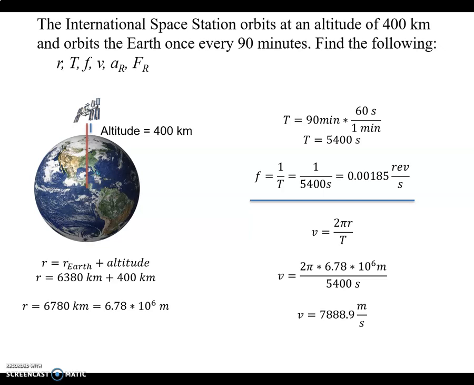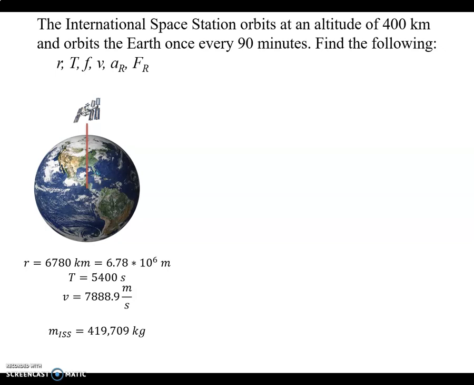Okay, there's velocity. Let's move on to centripetal acceleration. Here's the information that we found, the radius, the period, and the velocity from the previous slide. For the centripetal force, we're going to need the mass, so I looked that information up. The mass of the International Space Station is 419,709 kilograms. Centripetal acceleration is defined as the velocity squared divided by r. That information is given on the left, so we just plug that in. 7,888.9 meters per second, squared, divided by the radius, which is 6.78 times 10 to the 6th meters. Plug that in, and you find that your centripetal acceleration is 9.179 meters per second squared.